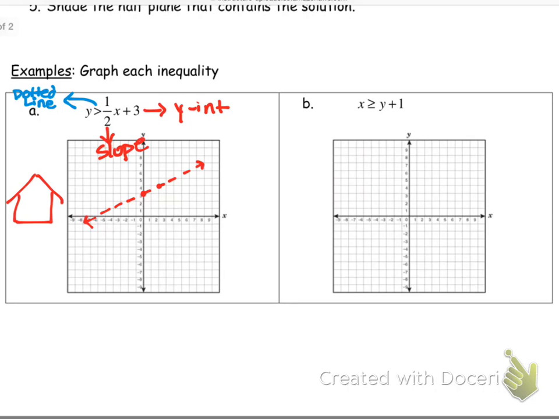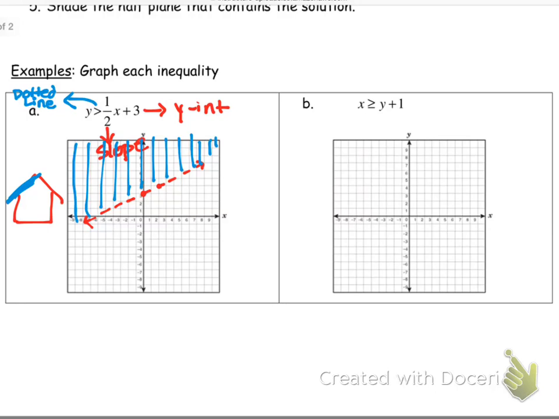I'll highlight the left one in blue. So we're looking at the left side. That's what our roof looks like. Now we are going to shade above the roof because it is greater than, if that makes sense. So my shading is going to be above this line. And then that's it. And now we're done.